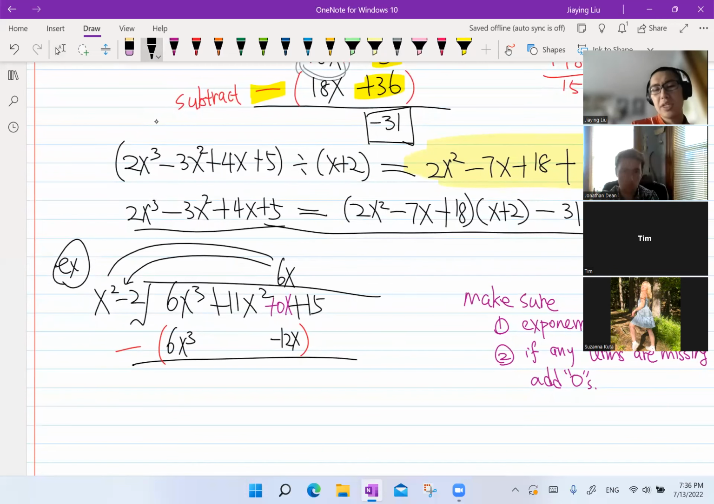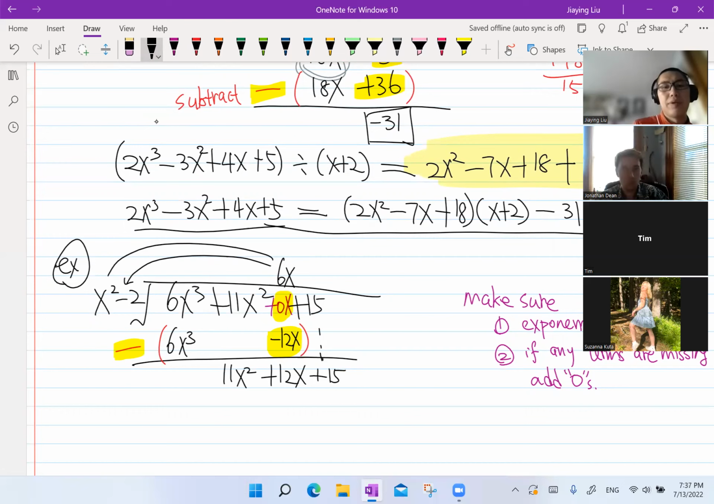So 6x cubed minus 6x cubed, that's 0. And then I have 11x squared minus no x squared to subtract. So I get 11x squared minus 0. So just coming down directly. Then I have 0x, I added the 0 there. So 0x minus -12x, let me highlight it. So 0 minus a -12 is positive 12. So that's going to be positive 12x. And then I'm going to bring down the next term, which is 15. All right. So that's the first step.